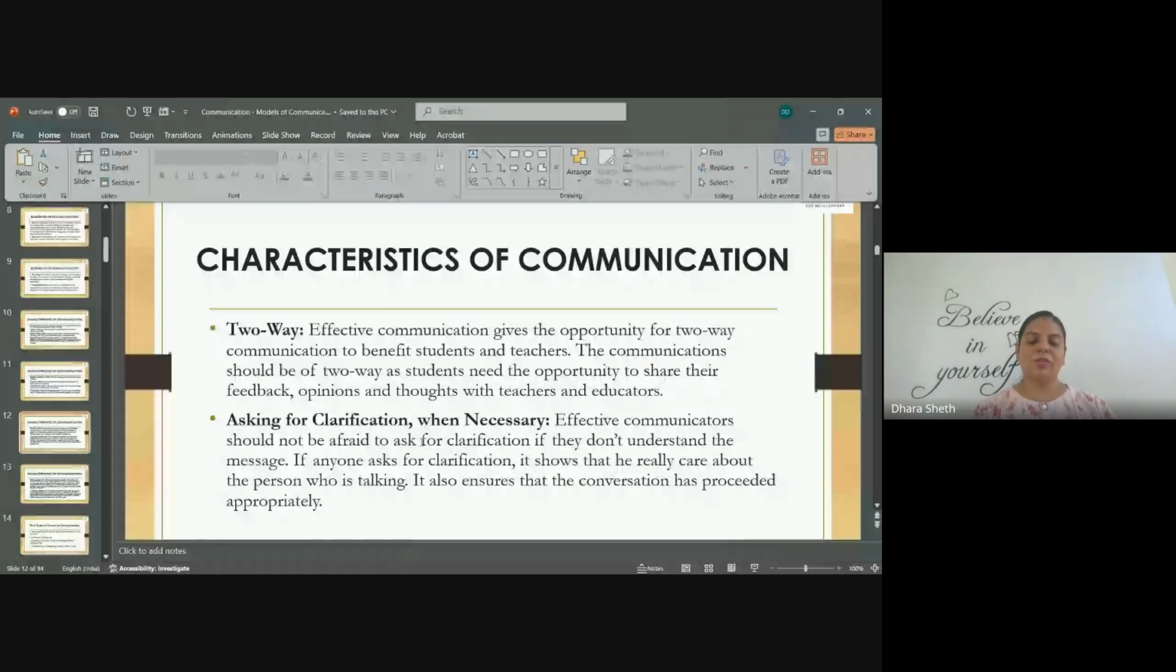So for those days only, the recording is there for your reference, and that is also with a time limit. So there you have only one-way communication. Here we have two-way communication. I'm talking to you, you can ask questions back to me. When we practice questions, you can give me answers, you can ask for clarification whenever necessary. Effective communicators should not be afraid to ask for clarification if they don't understand the message.